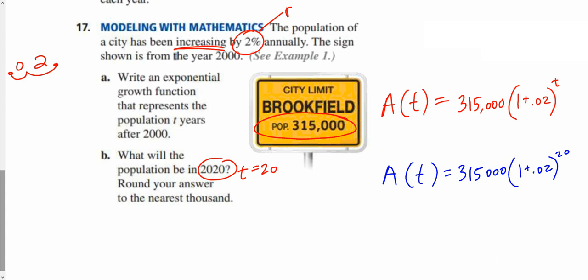So after you type it in, you end up with 468,073.4. Let's see, nearest 1,000. I'll put a comma right here because I can't read that without it. So that means in the year 2000, there was 315,000 people in this town. At that growth rate of 2%, by the year 2020, there's going to be 468,073 people, and maybe a couple of babies. I don't know what 0.4 is.